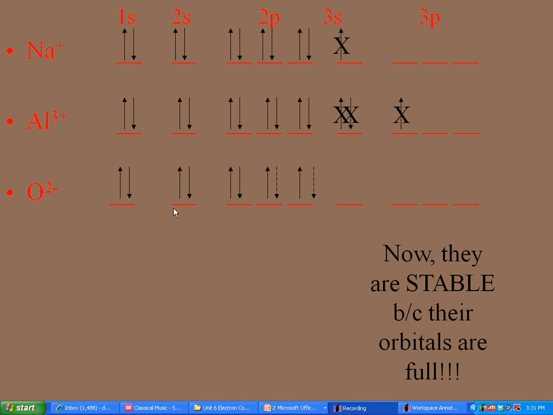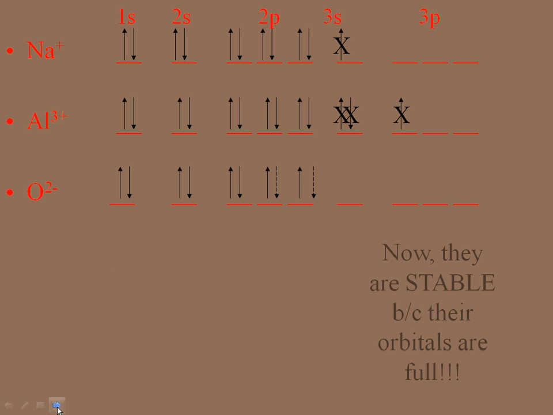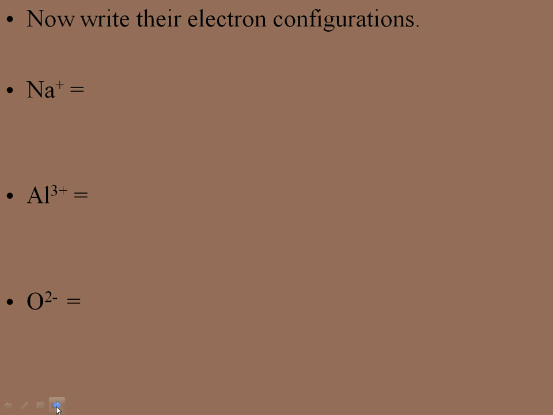Same thing with oxygen here. I had 1s was full, 2s was full. This 2p was full, this one had 1, this one had 1, so it was easy to pick up 2 more and put them in there so that I became completely full. All right, now I want to write their electron configuration. So that one becomes 1s2, 2s2, 2p6, and this one picked up 2 electrons, so it becomes the same electron configuration. So put those in your notes out to the side of your little ion examples.